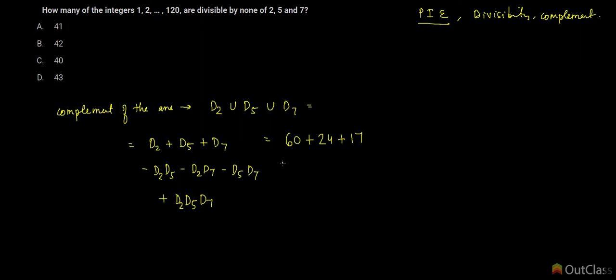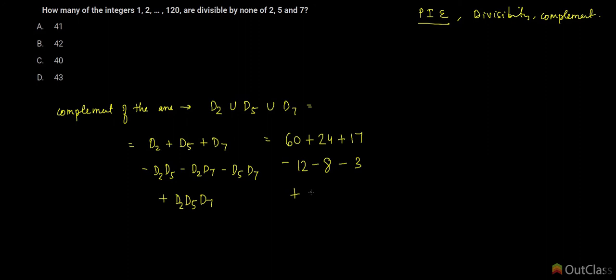Now, the things to be subtracted, D2, D5. The numbers which are in the intersection of the two sets, numbers divisible by 2 and numbers divisible by 5. That intersection is basically numbers divisible by 10. Divisible by 10, there are 12 numbers. Similarly, divisible by 14, 120 by 14 is 8 and a little bit more. Last one is divisible by 5 and 7, which would become divisible by 35. And 35 into 3 is 105, so that's going to be a 3.